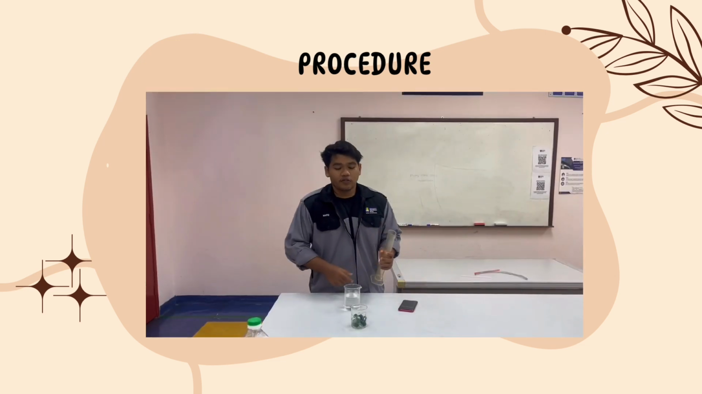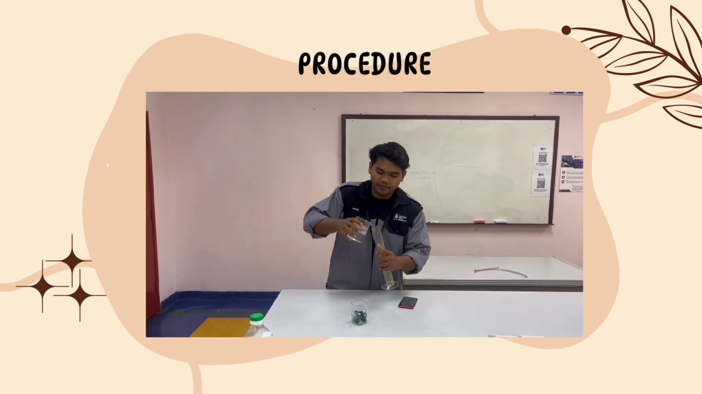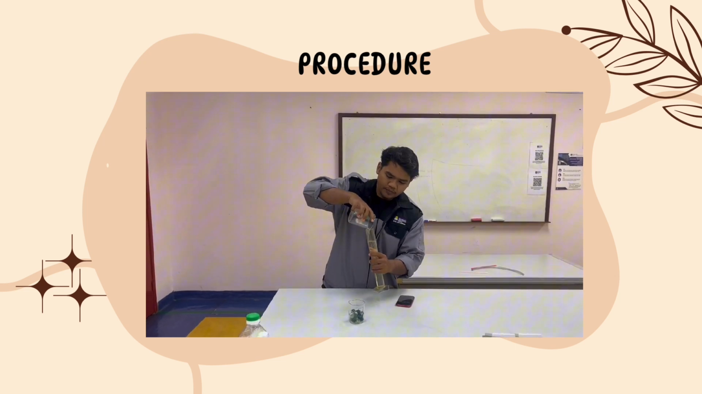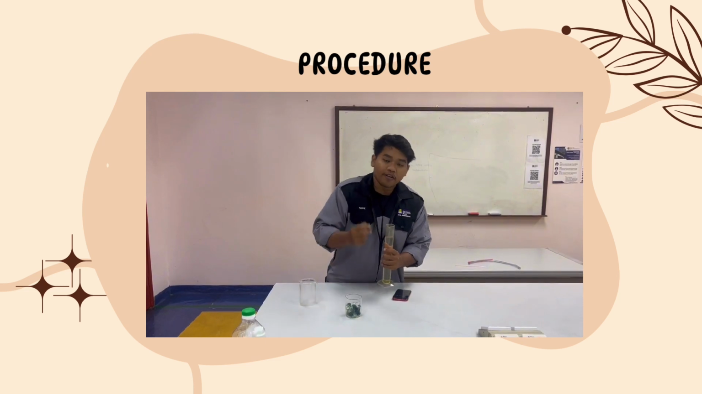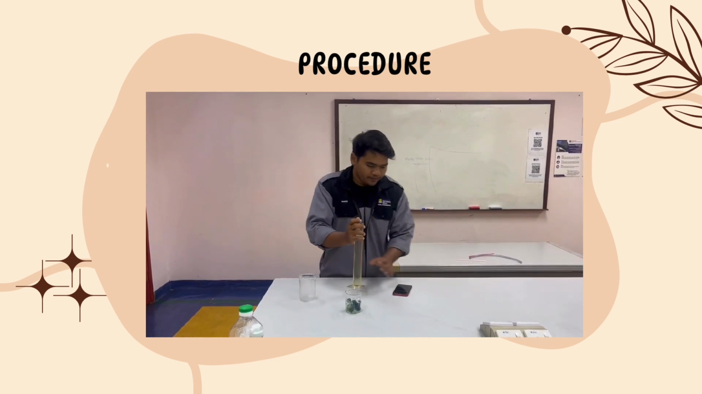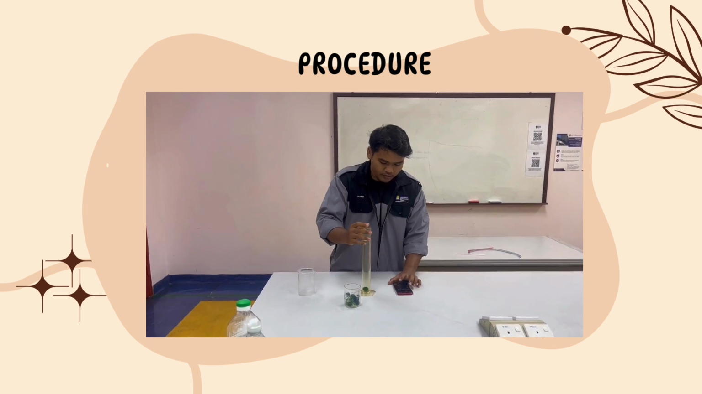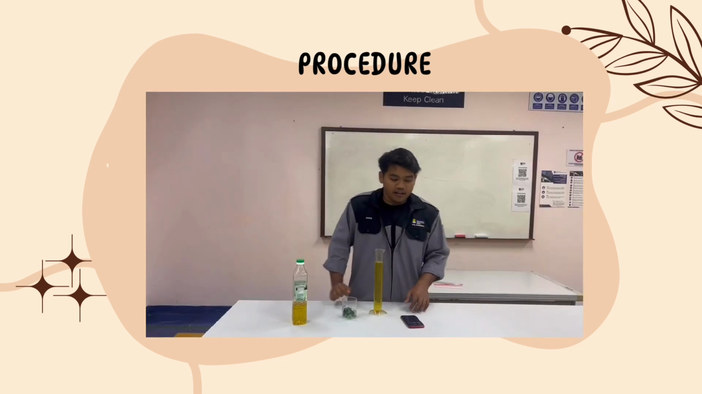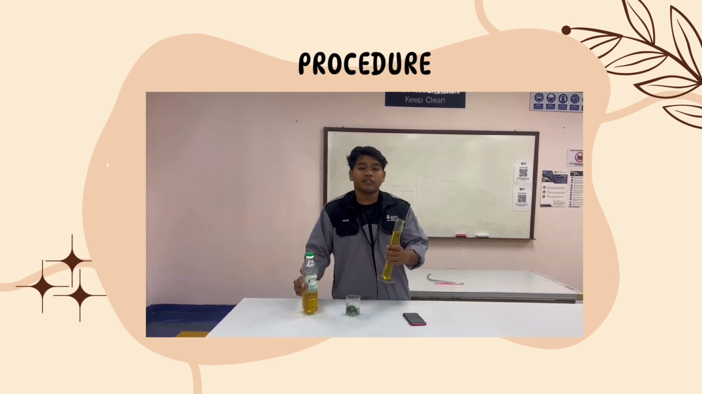So the first step is to pour 250 ml of water into the measuring cylinder. After that, we need to take the time for the marble to reach the end of the measuring cylinder. 1, 2, 3. After that, we're going to pour 250 ml of cooking oil into the measuring cylinder.